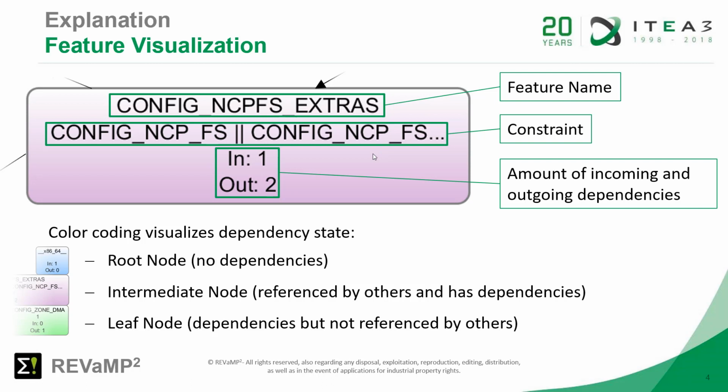In blue, we have root nodes. These are independent features with no outlinks. Purple shows intermediate nodes. They are referenced by others and have dependencies to other features as well. Green are leaf nodes, with dependencies to other features, but they are not referenced by other features at all.